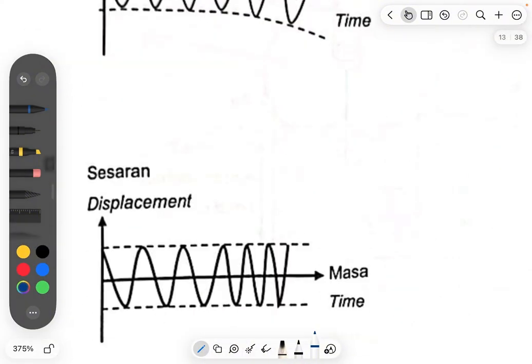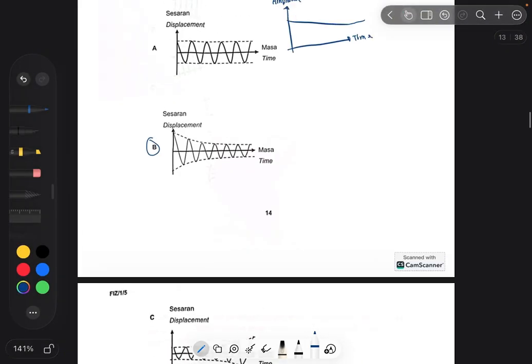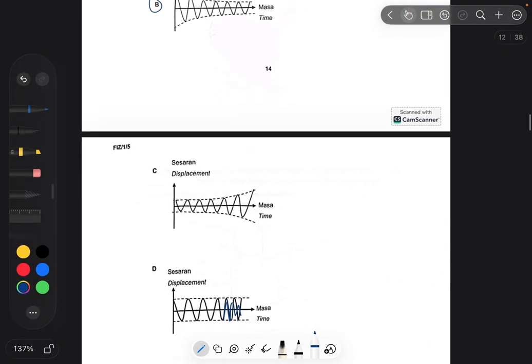Because this is like increasing. Which one ada kecil lagi sepatutnya? It's supposed to be the same. It's supposed to be like this.